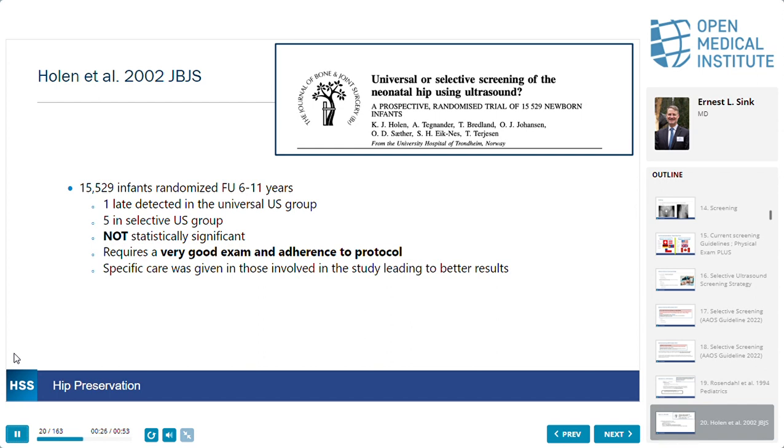Again, it doesn't reach significance, but in countries that do general screening, the late detected cases and the open reductions of the hips have decreased dramatically compared to selective. Also, I talk to my friends that do hip preservation in these countries, and the PAOs and early DDH surgery have gone down. Finally, they're starting to see a difference. So I think it matters.